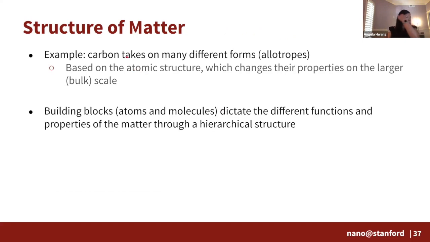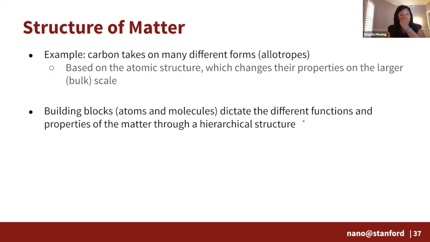So this is an example of allotropes of carbon. So it can take on many different forms. And based on their atomic structure, it changes their properties on a larger scale, not just the nanoscale, but even larger. And so this is a point to make when it comes to nanoscience or nanomaterials. We're actually using building blocks made up of atoms and molecules to dictate the different structures and properties of matter through a hierarchical structure, okay?